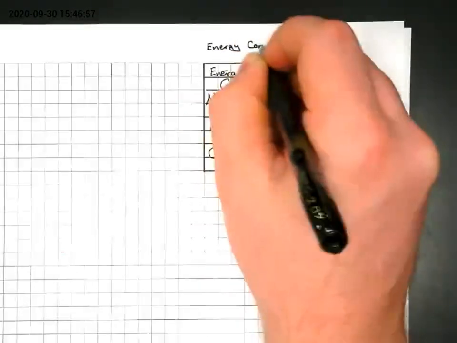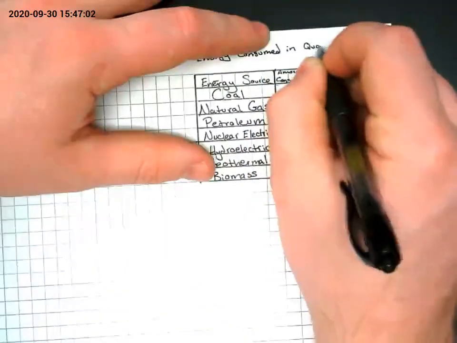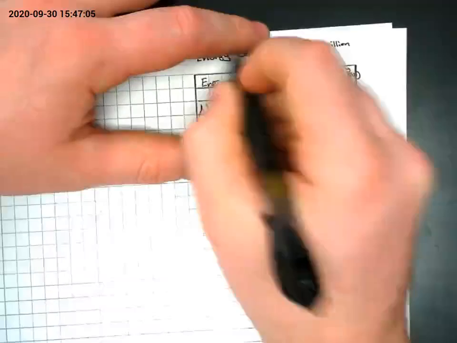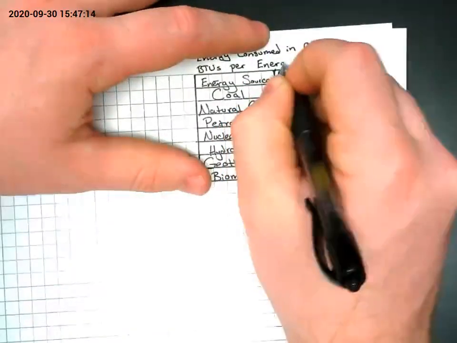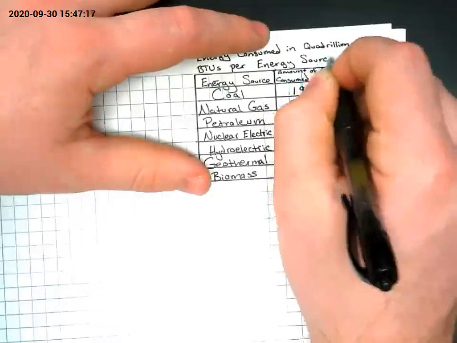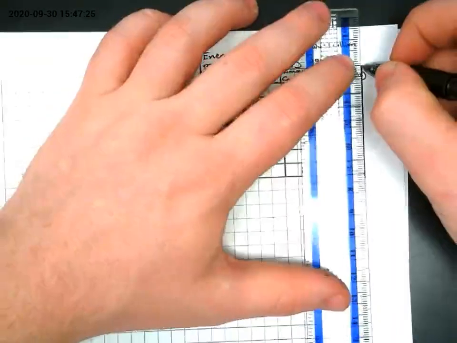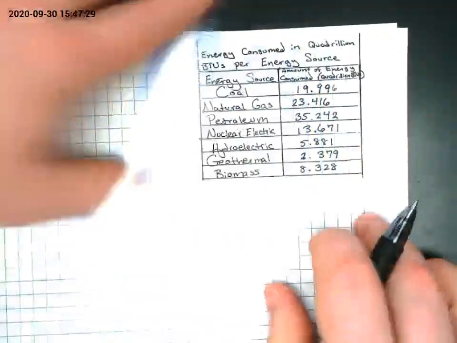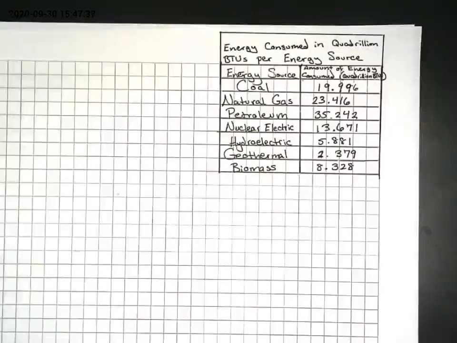Energy consumed in quadrillion BTUs per energy source. Okay, let me box that in. And then we've got our data table. All nice and neat, looks all pretty.